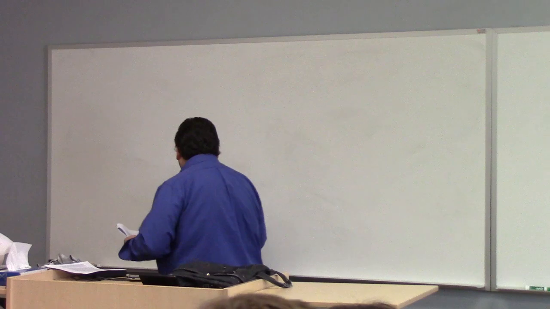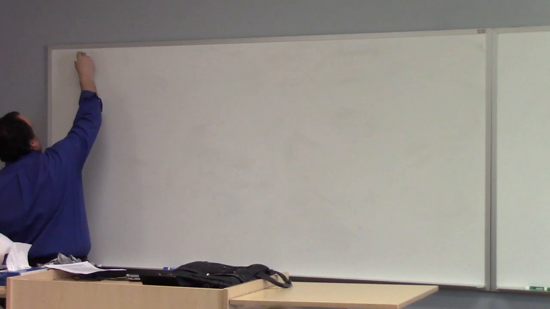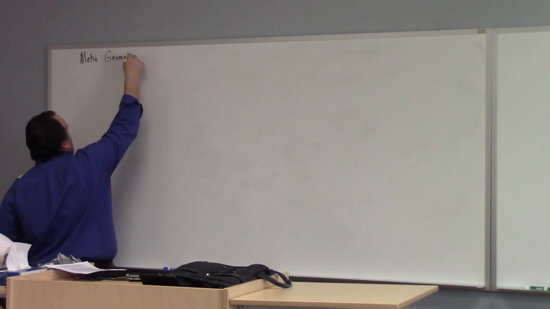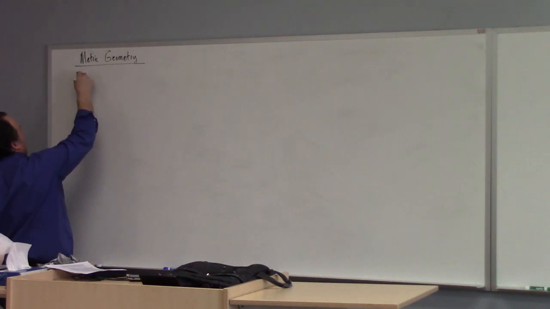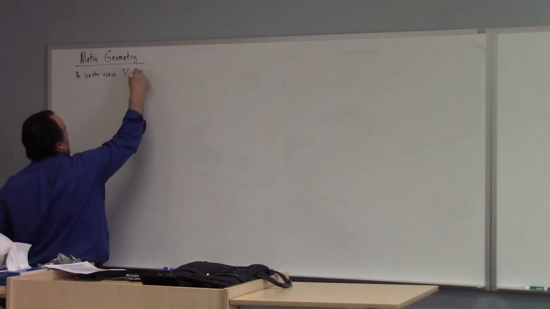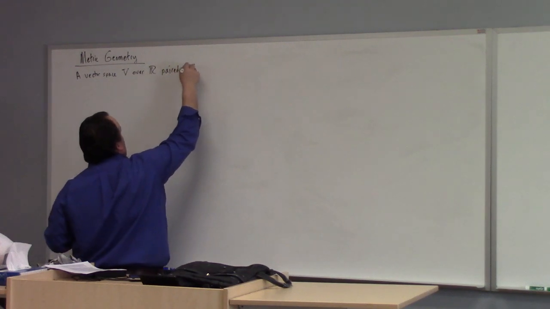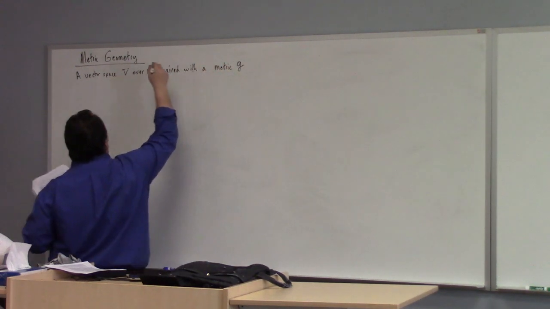Amen. All right, so first order of business, I should define for you what on earth I mean by a metric. So we'll talk a little bit about metric geometry, not really that much. So basically, a vector space V over R paired with a metric G is called a geometry.